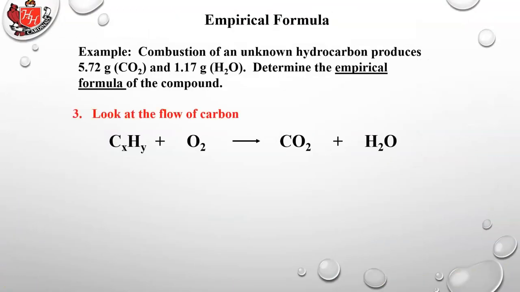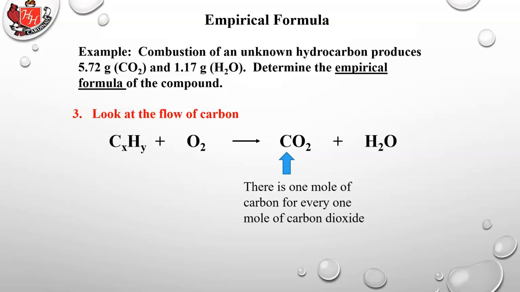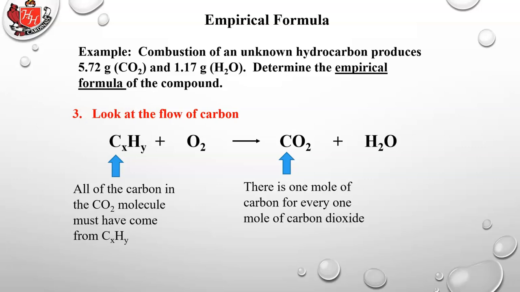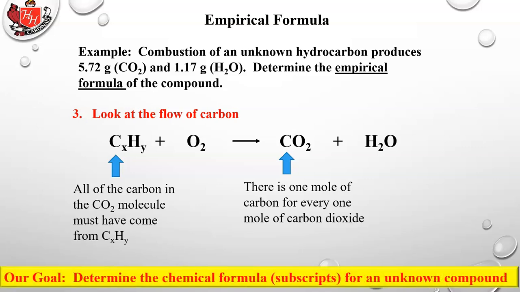All right, so let's look at the flow of carbon. You'll notice carbon appears one place on the left and one place on the right. So we're going to take the carbon that we got on the right and work backwards to figure out how much carbon we started with in that unknown hydrocarbon compound. So there's 1 mole of carbon for every 1 mole of carbon dioxide. Be sure you understand that. You don't see the coefficient in front of C, and you don't see the subscript down below C, but that's a 1. There's an implied 1 there. And all of the carbon that we get from the CO2 had to come from the CH compound. There's no place else it could have come from. So again, our goal is determining the chemical formula for an unknown hydrocarbon compound.